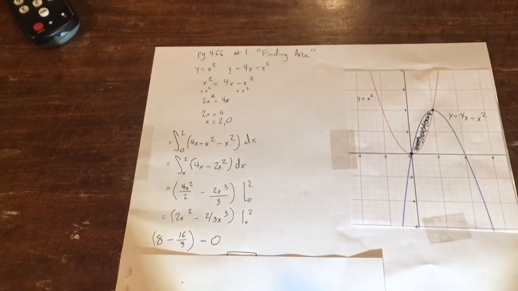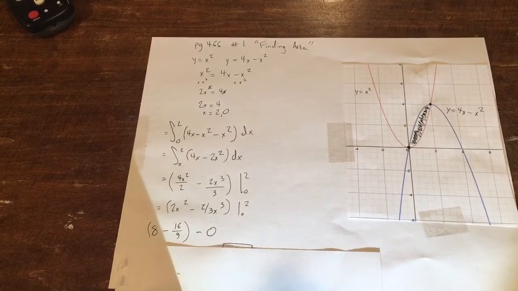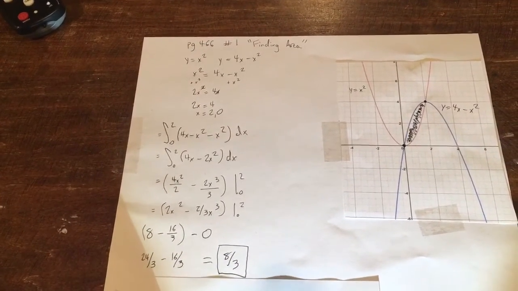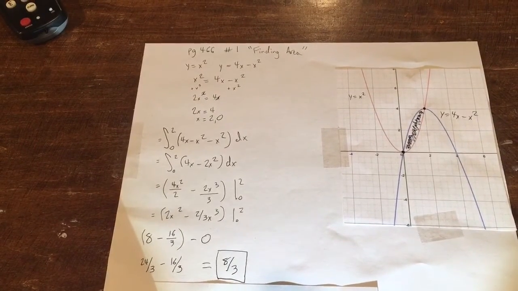So if you simplify a little bit, 8 minus 16/3 is the same as 24/3 minus 16/3, which is going to equal 8/3, and that's your answer.